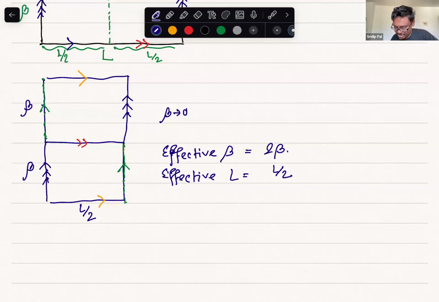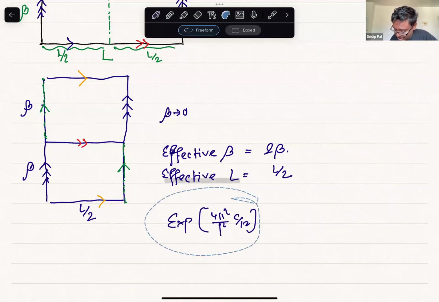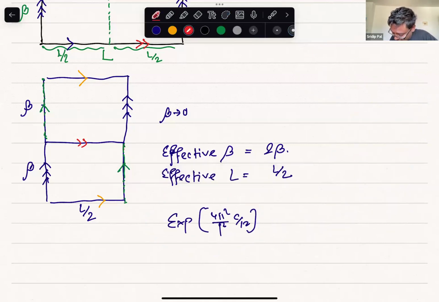So our original effective field theory was what? It was exponential 4 pi square over beta C over 12. But now I basically do this replacement. I take this thing here, and instead of beta, I do twice beta, and the L becomes L over 2. So there is another factor of half. And that precisely gives me the answer I want, which is exponential 1/4 4 pi square over beta C over 12.